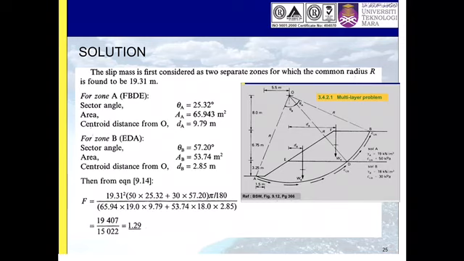So WA is 65.94 times 19, times DA 9.79, plus the unit weight of layer B, 18, times 53.74, which is the area of layer B, and 2.85 is the D, the distance from the centroid of the force to O. So finally, the factor of safety is 1.29.